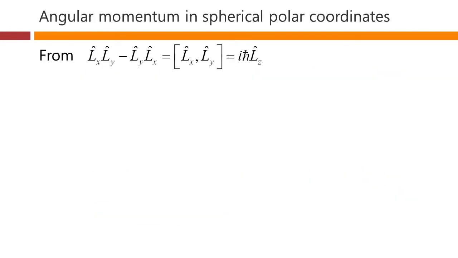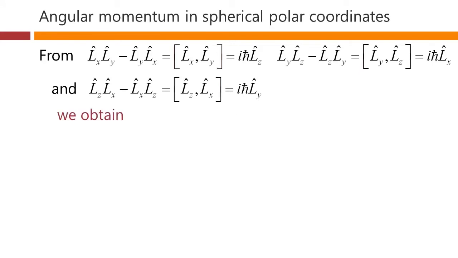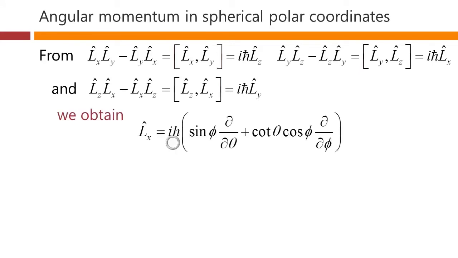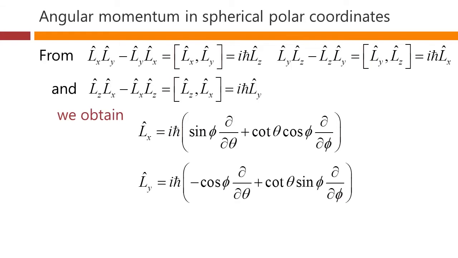Now, this can look a little frightening, but it's straightforward. From our commutator relations, we obtain that Lx is i h bar times this relatively complicated looking expression, and Ly is i h bar times this relatively complicated looking expression. But Lz, fortunately, is rather simple. I'm not working through the algebra here; you can check it out if you want to. The Lz operator is particularly simple to write down: minus i h bar d by d phi. The others are usable, but rather complicated looking, and you can check that algebra if you wish.